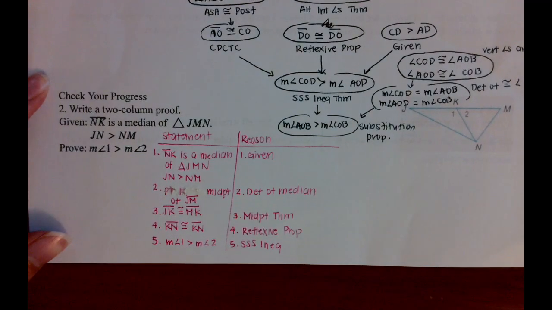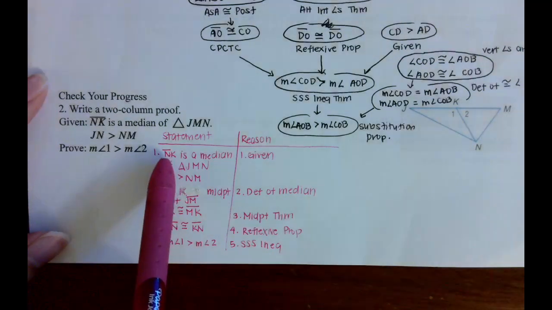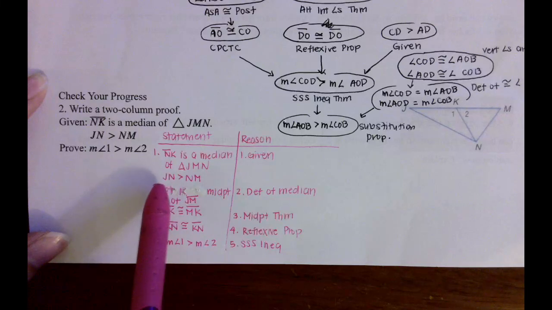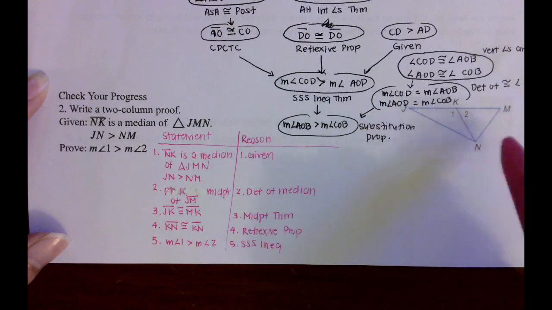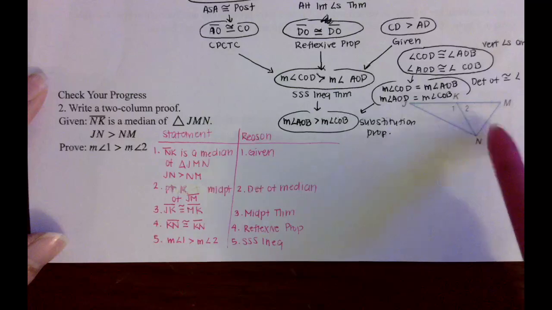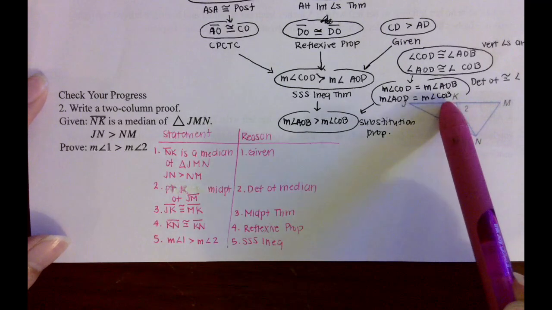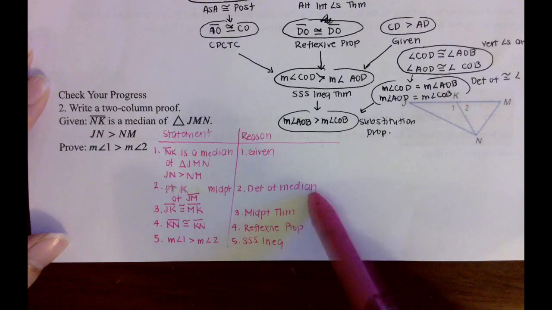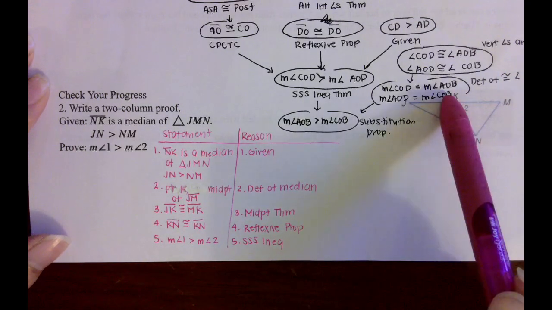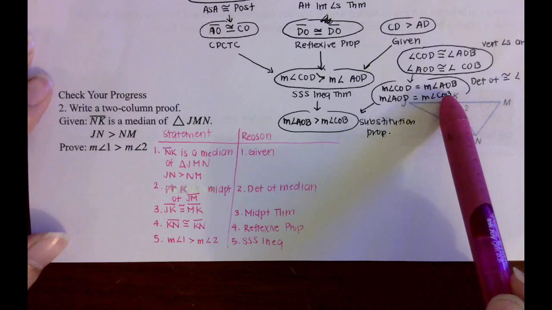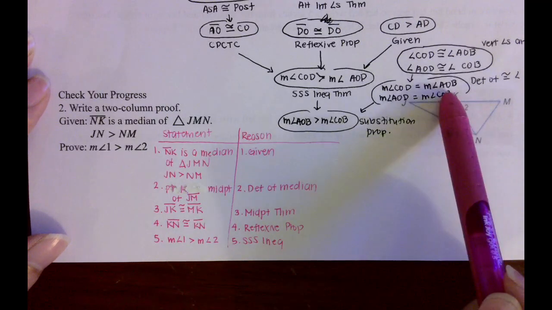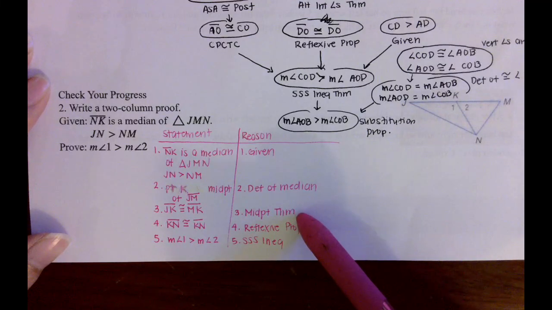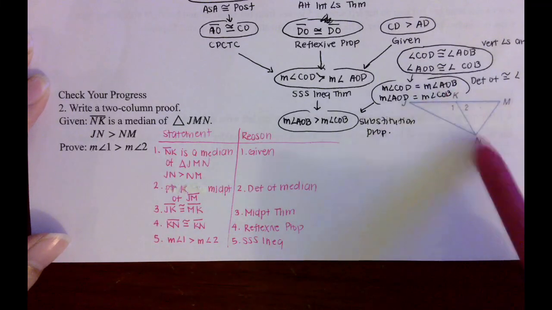Okay, your proof should look something like this. I started with the given: segment NK is a median of triangle JMN, and I also know that JN is greater than MN. So point K would be the midpoint of JM, by the definition of median, because the median goes from the vertex to the midpoint of the opposite side. If K is the midpoint, that means JK is congruent to MK through the midpoint theorem. KN is congruent to KN.